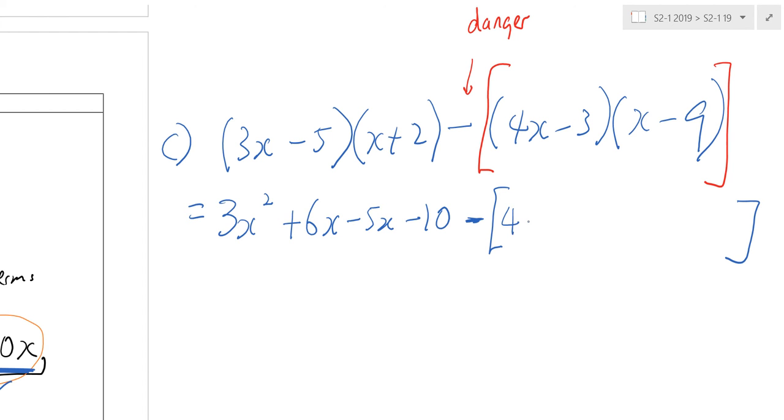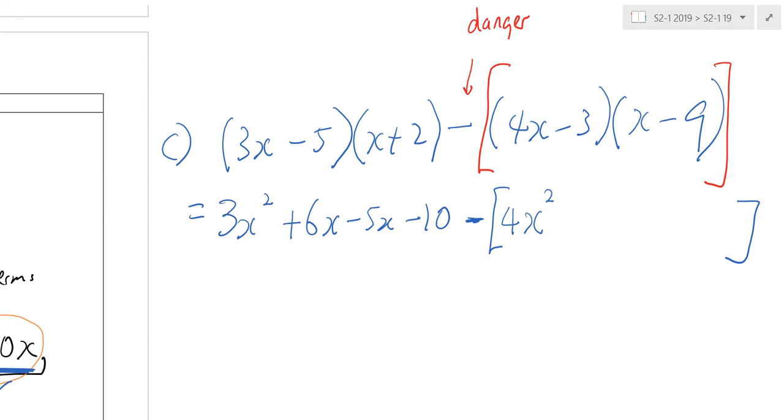Four x square. Wrong. Why minus? 4 times minus 9. Understand? Don't do your working. Do my working. What I want to do is 4 times minus 9. The minus outside, Jaron, remain minus. Don't touch yet. Understand? No, don't do first.